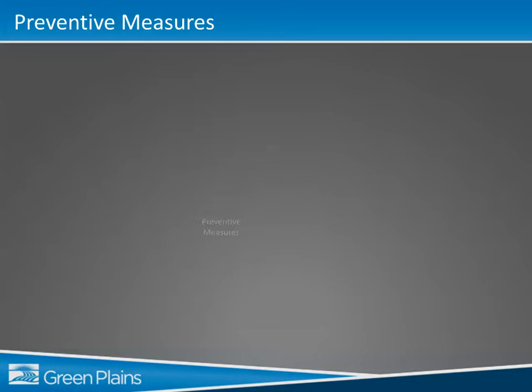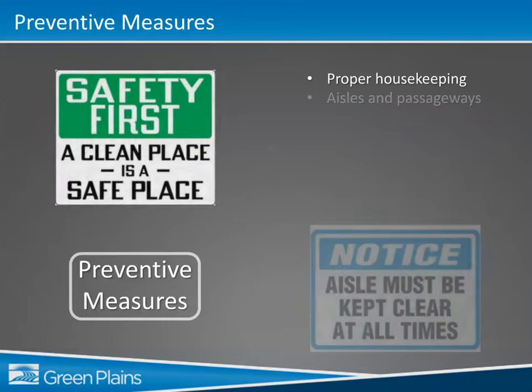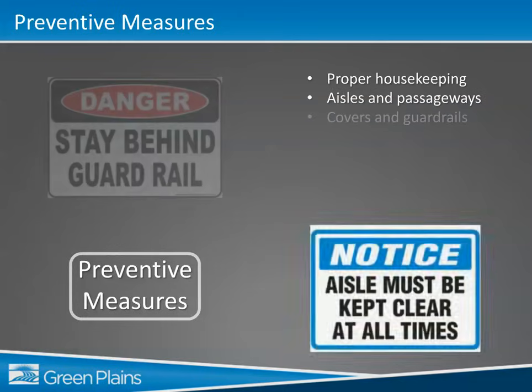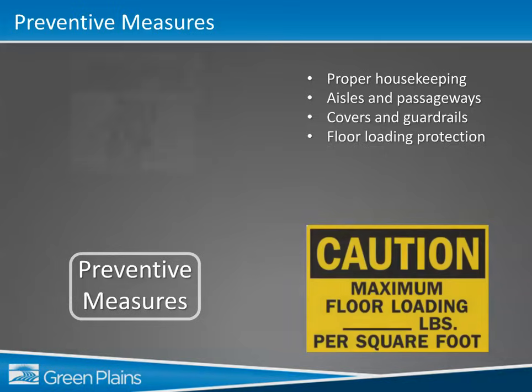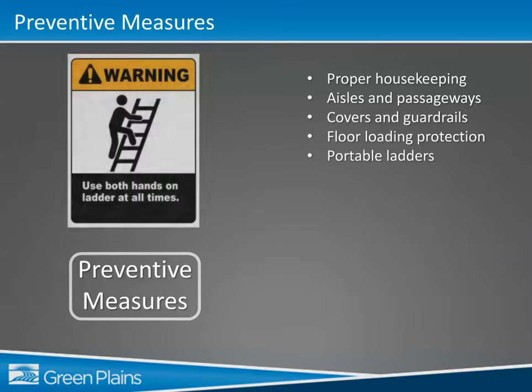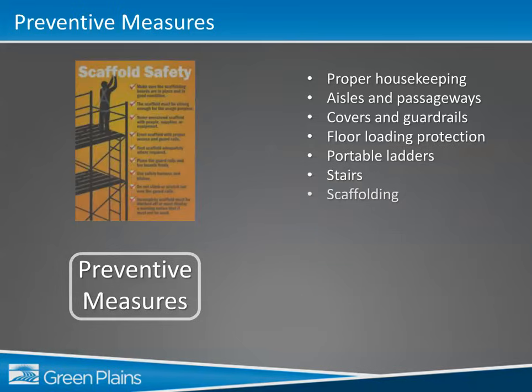Placing a focus on preventative measures is the best practice to eliminate slip, trip, and fall hazards. Proper housekeeping, maintaining aisles and passageways, appropriate installation of covers and guardrails, accurate floor loading protection indicators, and correct use of ladders, stairs, and scaffolding all contribute to safe walking and working surfaces.